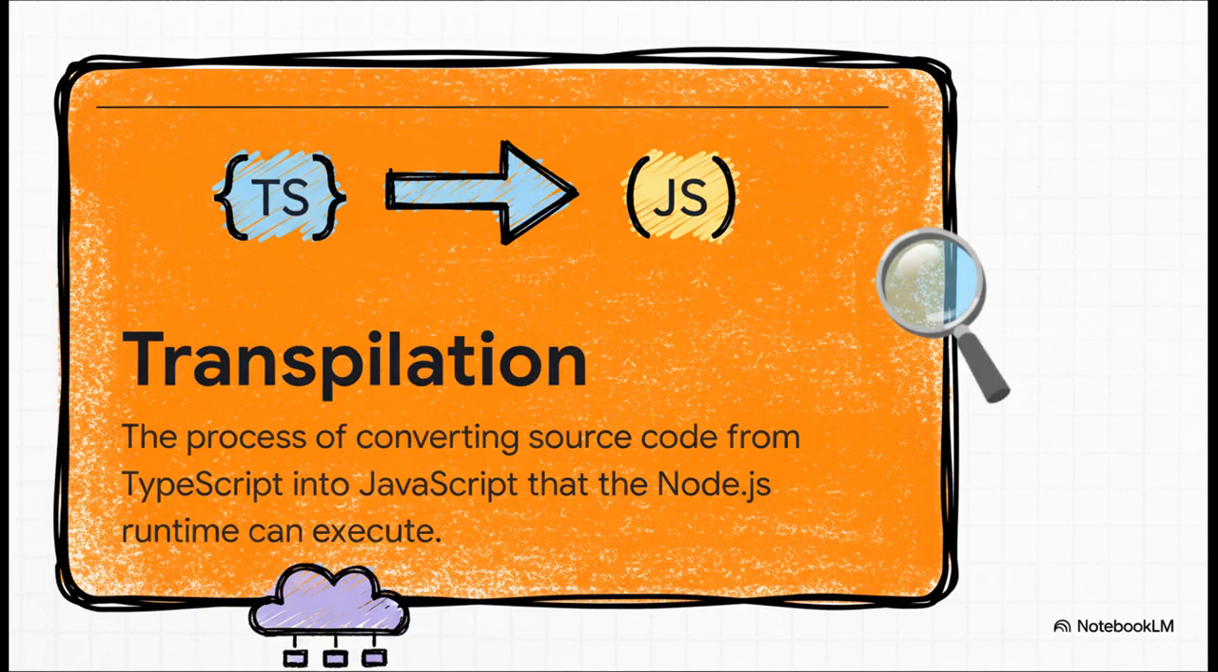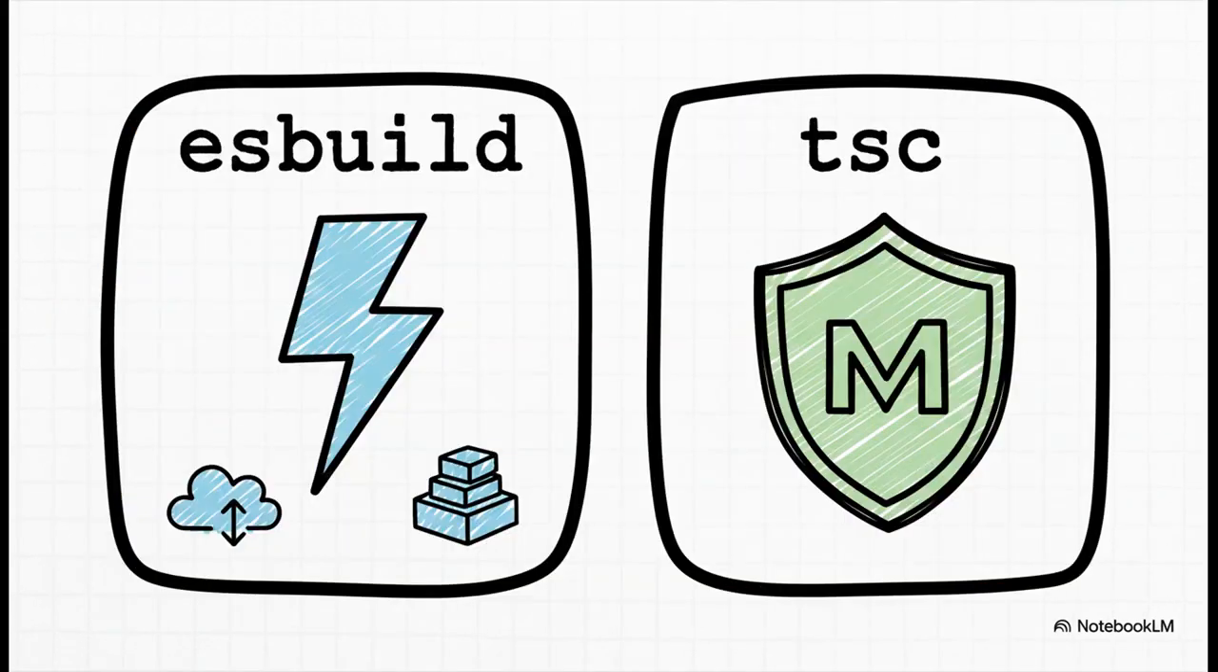Okay, so here's the one big thing you have to understand right from the start. The Node.js environment on Lambda, it doesn't speak TypeScript, not natively anyway. This means we have to do this little magic trick called transpilation. It's pretty simple, really. We just convert our TypeScript code into regular old JavaScript that the Lambda runtime can actually understand and run.